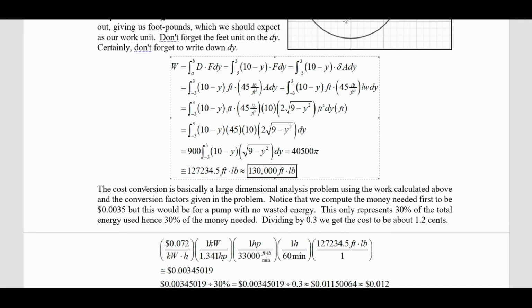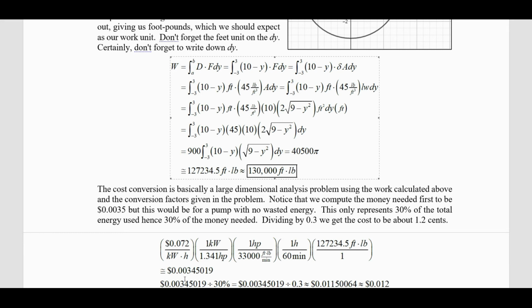Now, the cost conversion is really just a large dimensional analysis problem. We just have to keep track of the units. So it's in dollars, 0.072 per 1 kilowatt-hour, kilowatt times hours. 1 kilowatt is 1.341 horsepower. Now the kilowatts cancel. 1 horsepower on the top is 33,000 foot-pounds per minute. So now the horsepower cancels. You've got 1 hour per minute. The minutes will cancel here, and the hour will cancel with that hour.